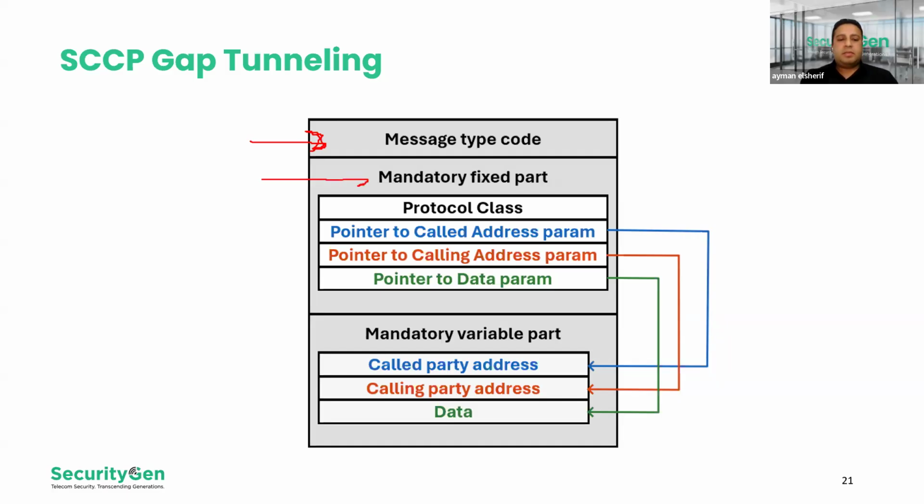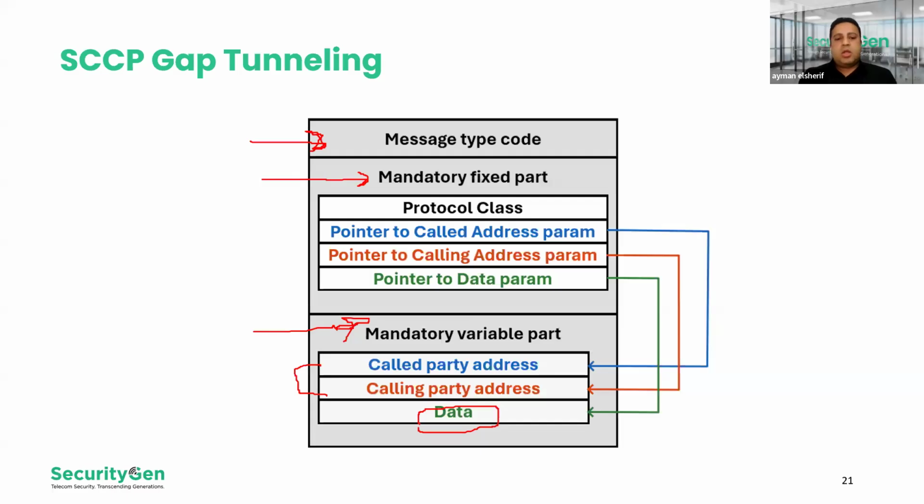A part called the mandatory fixed part, which includes some flags and some parameters about the SCCP message itself, like its protocol class, 0, 1, 2, or 3. Then we have the mandatory variable part, with most of the parameters included in this one. This mandatory variable part, as the name implies, includes mandatory parameters. All the parameters need to be there, but they have variable lengths. It includes parameters required for routing, such as called and calling party addresses, in addition to data from upper layers like TCAP.